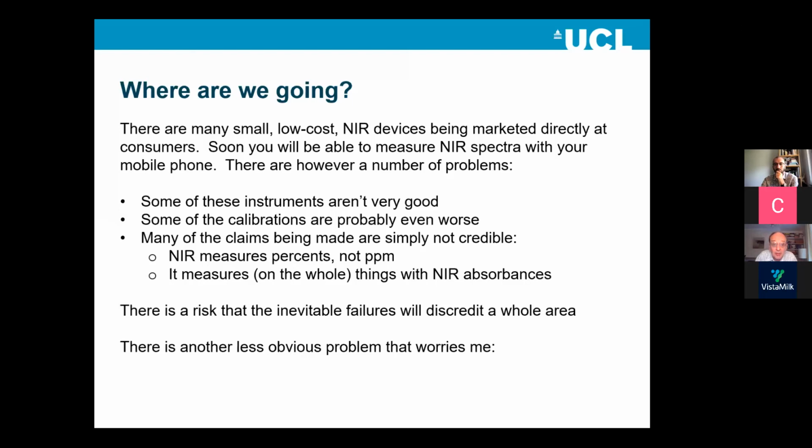There are loads of claims around which are just frankly not credible, partly because NIR doesn't measure parts per million. It measures percents. Something needs to be there at percent levels before you're going to measure it. So claiming to measure, for example, pesticide on fruit with a handheld device is just crazy. And on the whole, and I've put 'on the whole' in because there are exceptions, it measures things with NIR absorbances. So if somebody's claiming to measure something that doesn't have an NIR absorbance, they're probably telling fibs. It's 'on the whole' because you can measure some things. You can measure salt in some things, not because it's got a spectrum, but because it shifts the water spectrum around. So you can measure some things with secondary effects. But on the whole, if it doesn't have an NIR absorbance, then you might wonder how it's being measured.